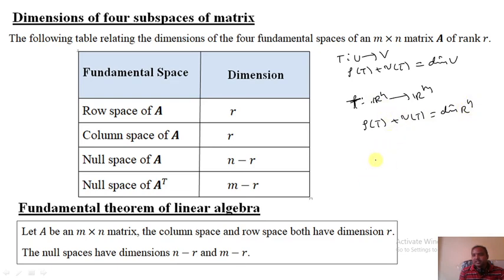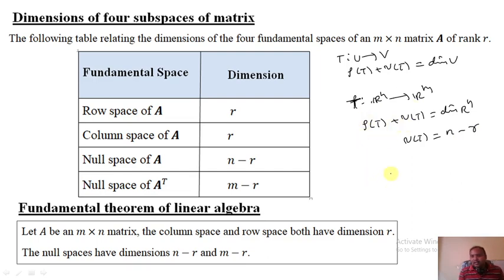Like null space. Suppose this one. That is, nullity equal to null space of T, equal to dimension of R power n, which is n, minus rank of T. If rank of T is r, the nullity is n minus r. Similarly, if you take R^m to R^n, now transpose.